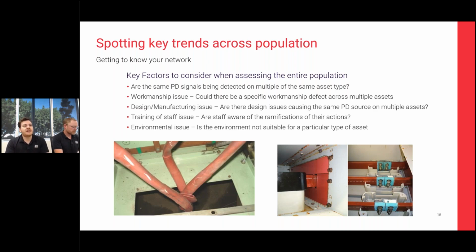What you'll see time and time again is workmanship issues, and they are things like you can see on the bottom left, where it's a trifurcation with an extra piece of heat shrink put into an unscreened portion. And again, that will come back to staff training and whether they understand the ramifications of small changes. We've also seen environmental issues, where you'll start to pick up that some assets are not suited for the environment they are in.